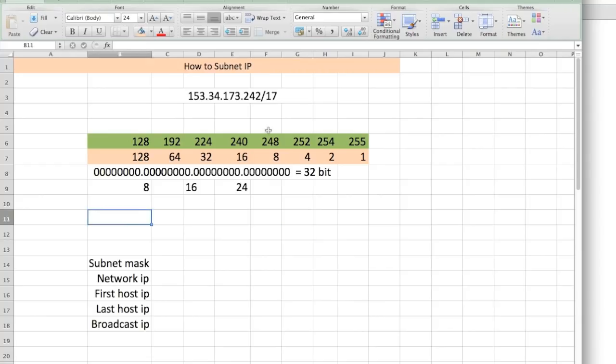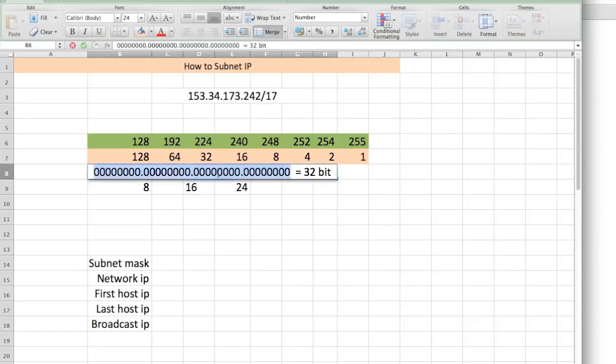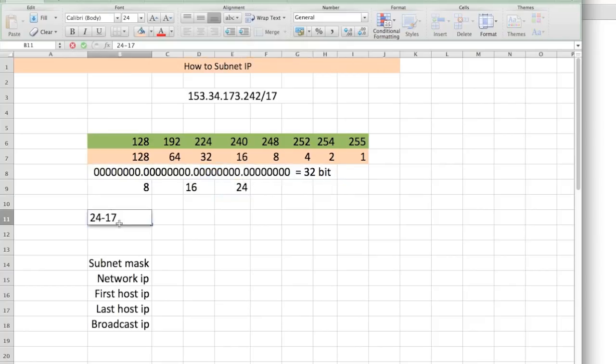We're going to look at the CIDR notation, the slash 17, right? And we look at it, is 17 bigger than 8? Yes, it is. Is 17 bigger than 16? Yes, it is. So that tells me that the subnet mask will be in the third octet, right? 17 comes right after 16. So is 17 bigger than 24? No, it's not. So we take 24, right? And we subtract 17 from it. That gives us 7.